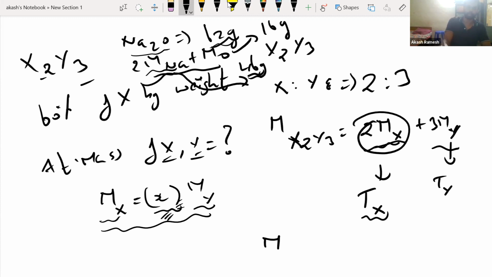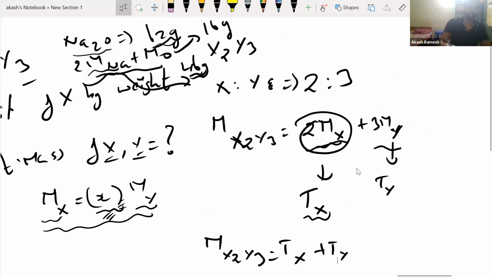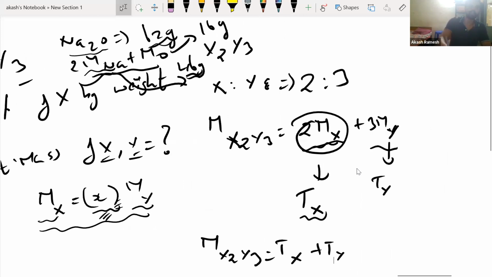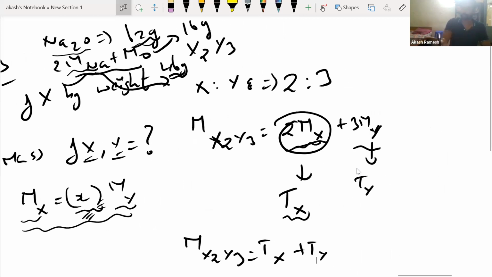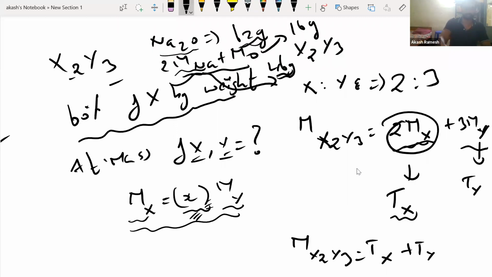Okay, right. Now, I can write total molecular mass of X2Y3 is equal to total mass of X plus total mass of Y. Right? No issues till now. Okay. Now look at this. Now the second data we can use now. The data is 60% of total weight. Totally I have 100, for example, and that 60% is the weight of X. Right? So can I say like this?